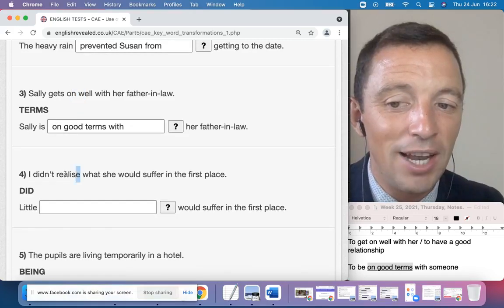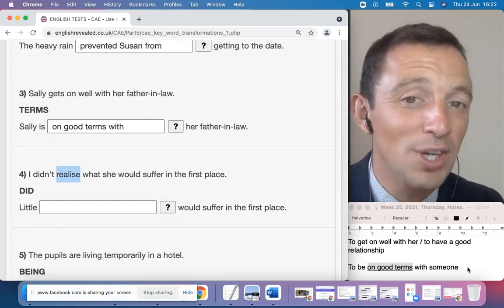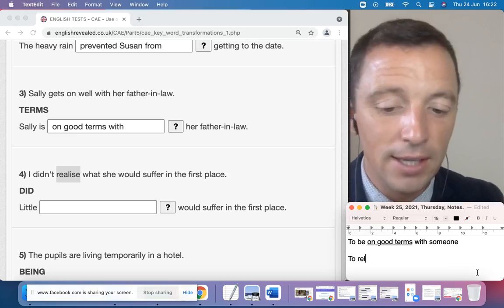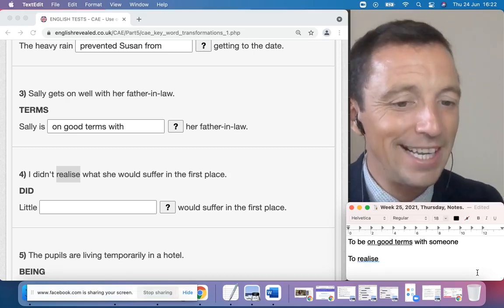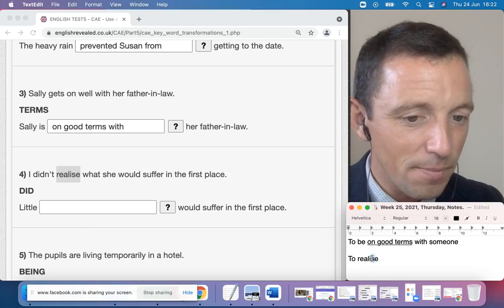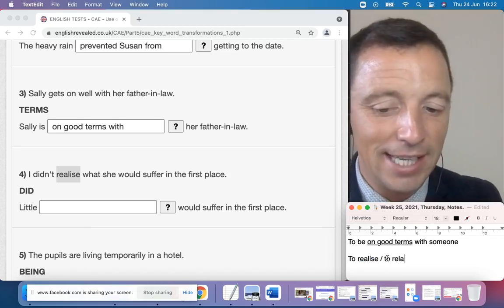Okay, I didn't realize. Remember, the verb to realize is como darse cuenta. Okay, to realize. Excuse me. And I think in the United Kingdom, it's a Z, and in the United States, it's a Z.